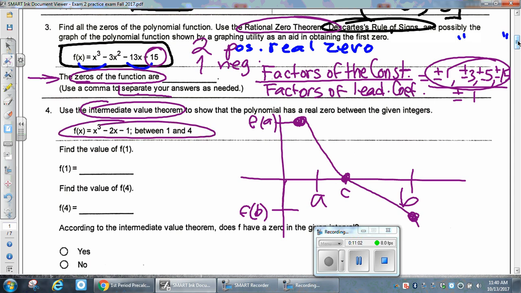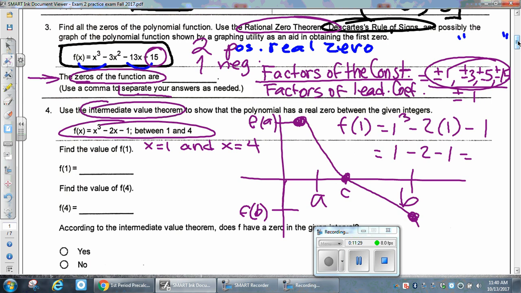So let's see, what do you need to do here? You have a polynomial, and you have 2 x values, x equals 1 and x equals 4. You need to prove that one has a positive and one has a negative y value. It doesn't matter which one, as long as it's positive and negative. So you have to find f of 1. You could use your scratch paper to do that. So f of 1 will be 1 cubed minus 2 times 1 minus 1. So that will be 1 minus 2 minus 1, which is negative 2.